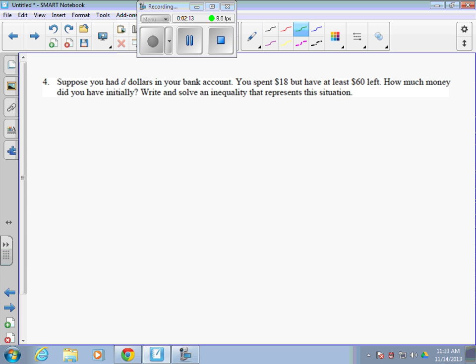Suppose you had D dollars in the bank account, you spent 18. Spent 18 means you went down 18. But you have at least 60 left, at least greater than or equal to 60. How much money did you have initially? So D dollars in the bank. So D minus 18 has got to be greater than or equal to 60. Because you spent 18, your D was your initial amount. That's at least means greater than or equal to.